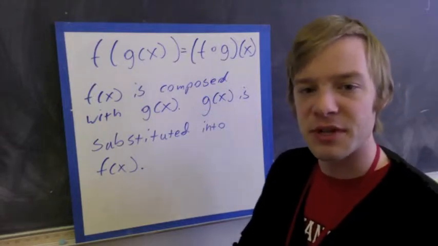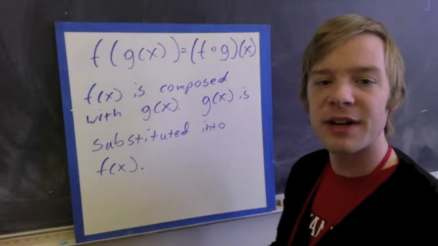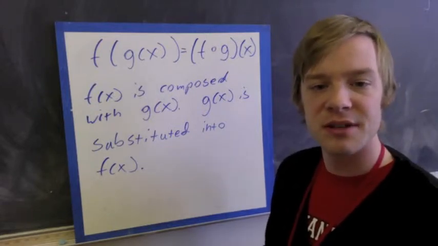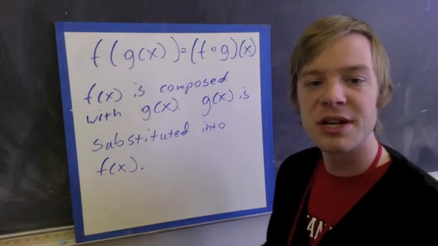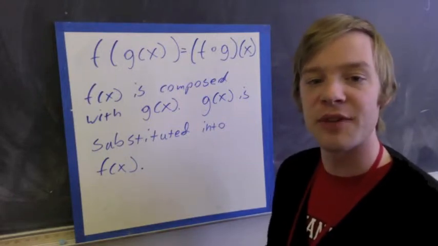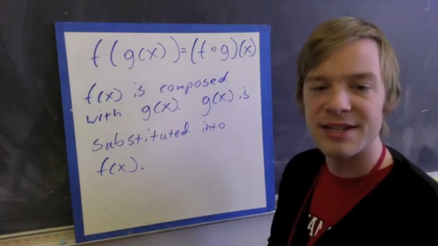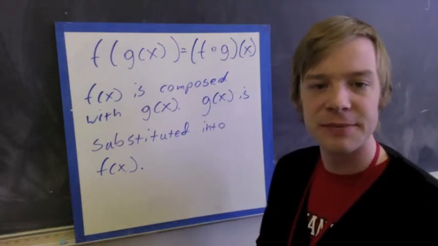So we say that f of x is composed with g of x, and g of x, when we do this composition, is substituted into f of x. So we take the x out of f of x, and we put g of x in its place, whatever g of x happens to be. So let's take a look at an example of this.